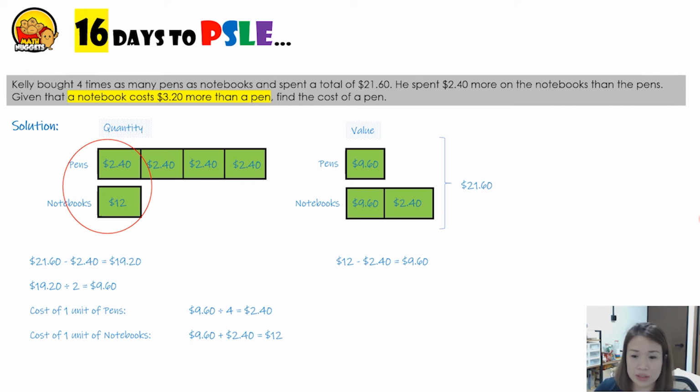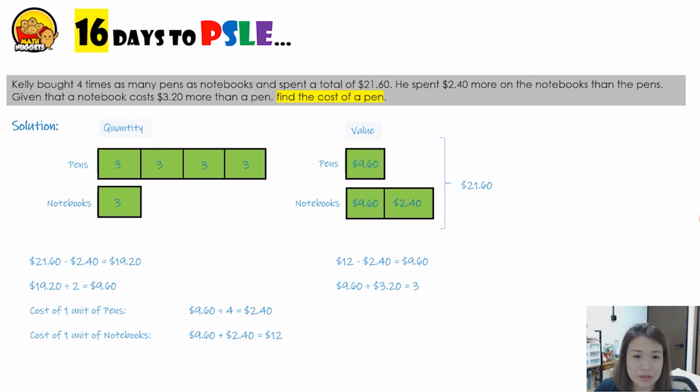How did the $9.60 come about? If we do a division, it tells us that it's $9.60 because there are 3 items inside each unit. There are 3 items inside each unit. That is why the difference is $9.60.